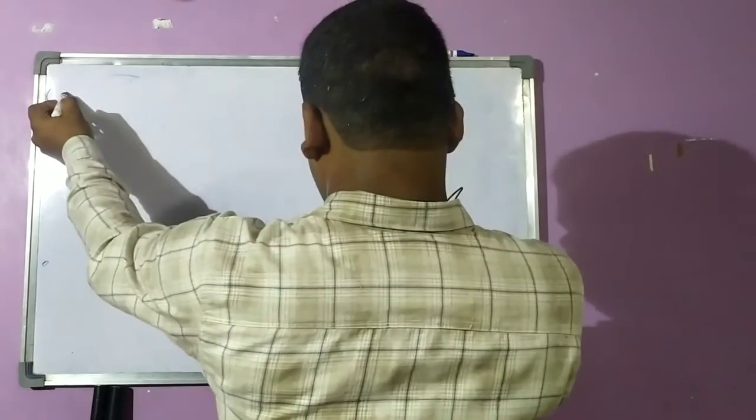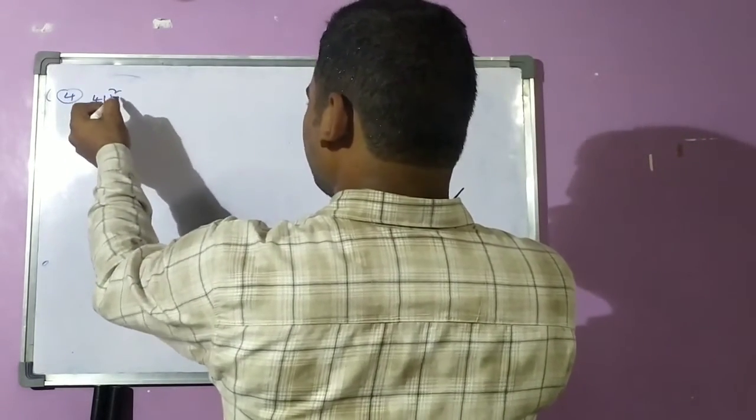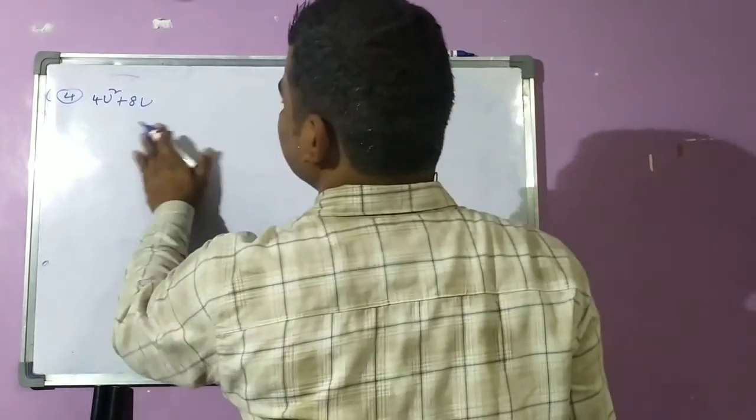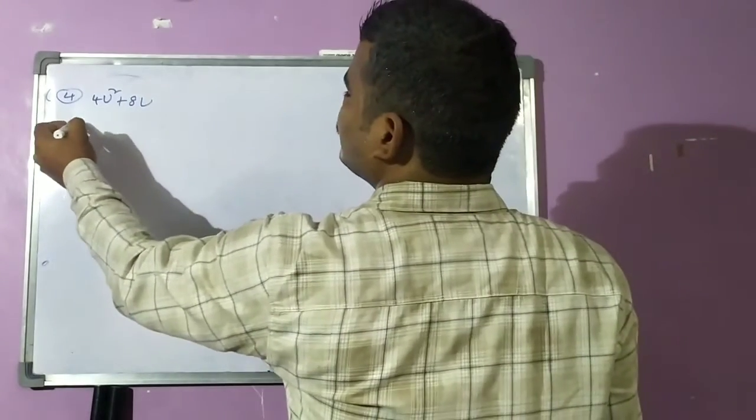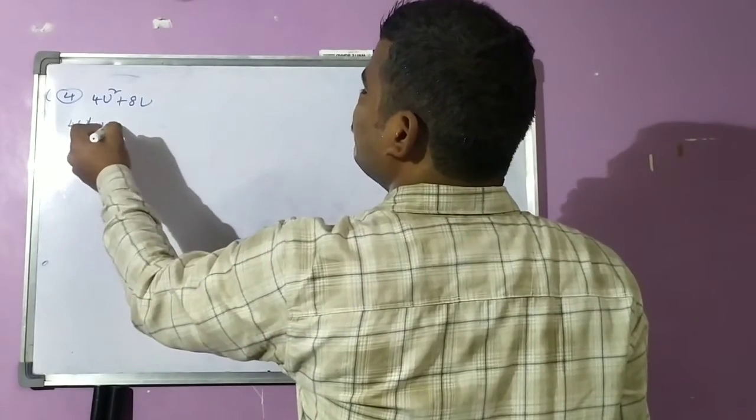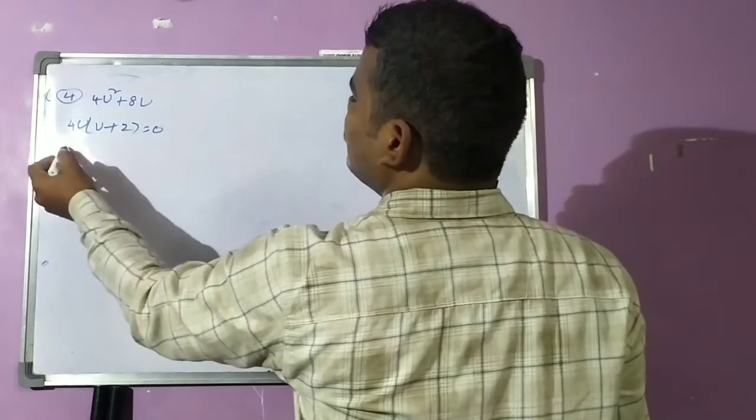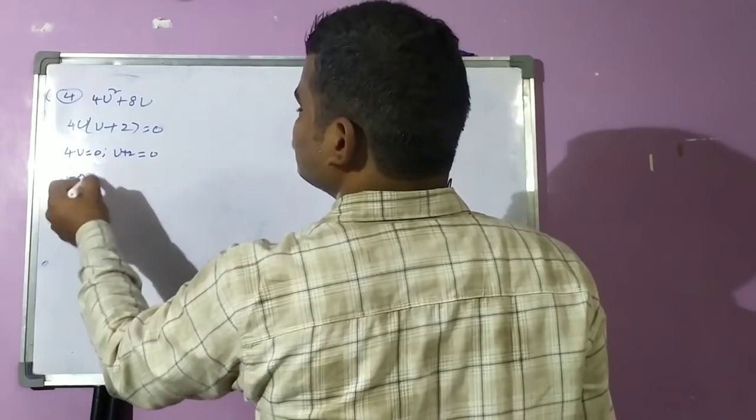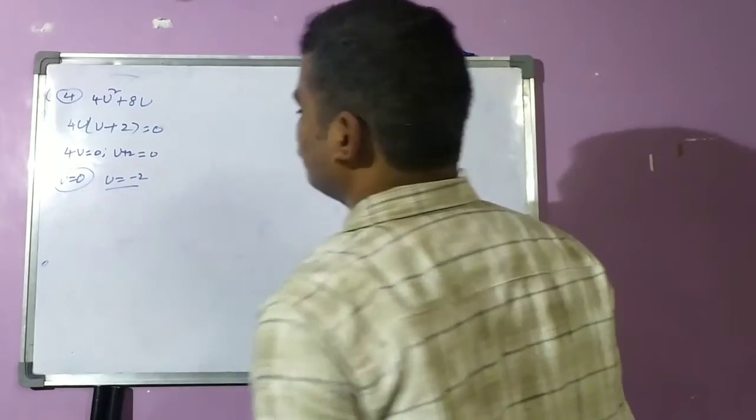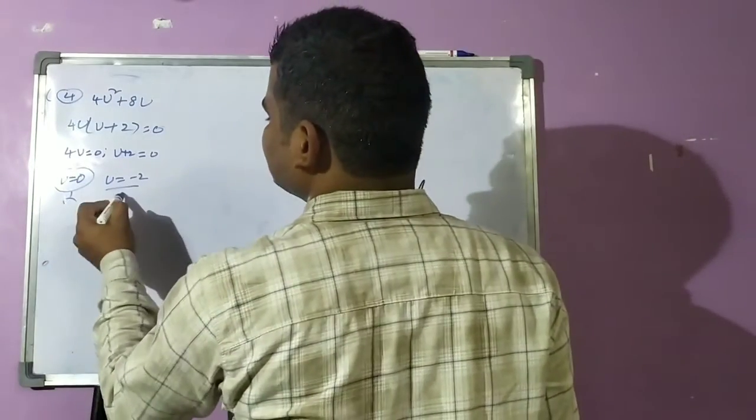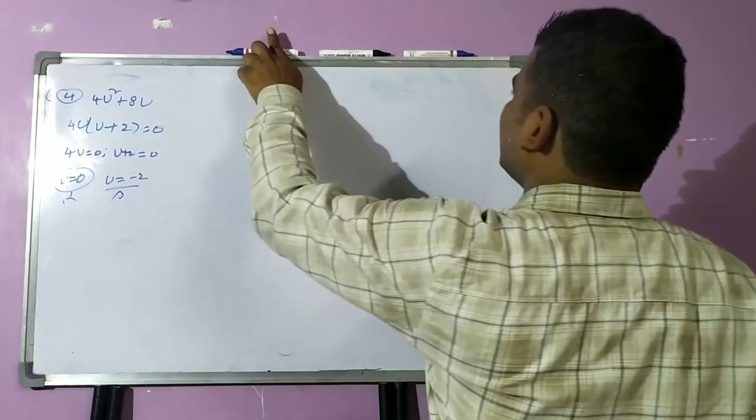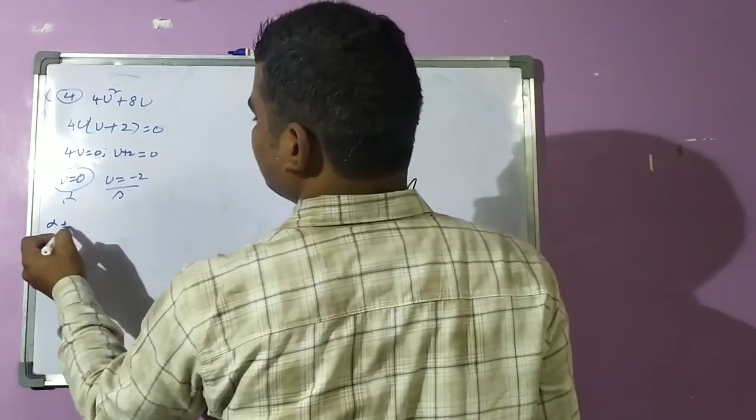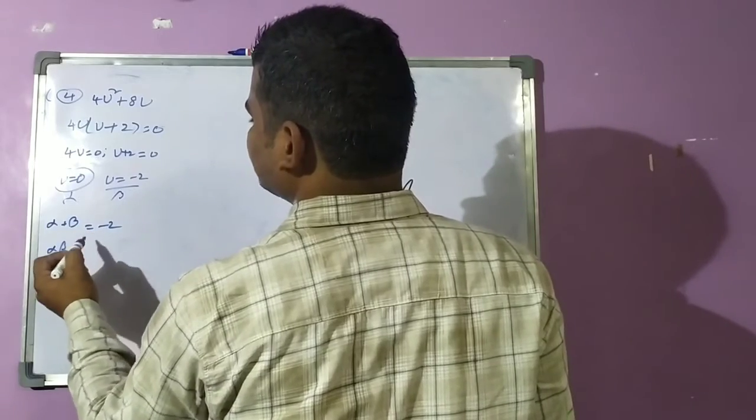See, 4u square plus 8u. Now, from this polynomial, shall I take 4u as common? Therefore, 4u is equal to 0 and u plus 2 is equal to 0. So u is equal to 0 and u is equal to minus 2. Now, this is alpha and this is beta. What is alpha plus beta? Minus 2. Alpha plus beta is equal to minus 2. Alpha into beta is equal to 0.